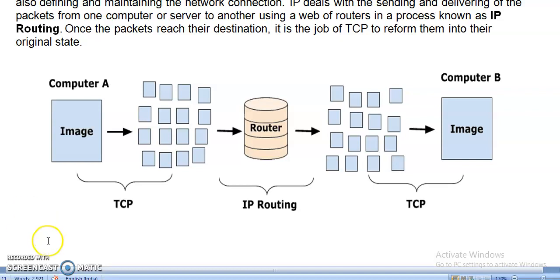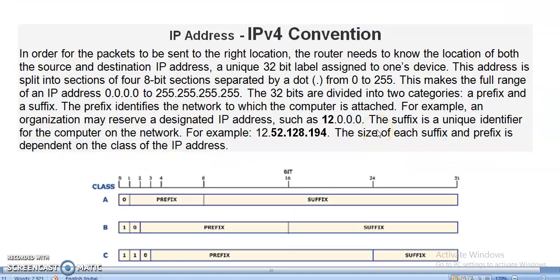So here the breaking of data and assembling of data is done by TCP, the transmission control protocol, whereas IP is responsible for routing those packets through the different routers from one network to another. Now we again look at the working of an IP address that we studied in the previous class, and how it works.